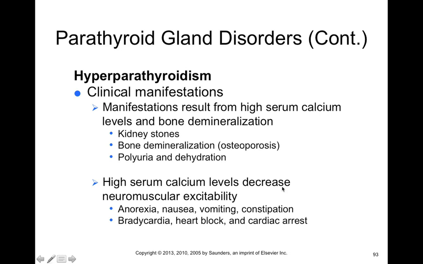Now, with respect to hyperparathyroidism, this can lead to kidney stones, calculi in urine. High serum calcium levels can decrease neuromuscular excitability, but can also lead to things like anorexia, nausea, vomiting, constipation, bradycardia, heart block, and cardiac arrest. It makes sense because if smooth muscle regulates GI motility and cardiac muscle regulates your heart, and hypercalcemia causes decreased neuromuscular excitability, then you can expect to see decreased GI motility, decreased heart rate, bradycardia, and low blood pressure as a result.